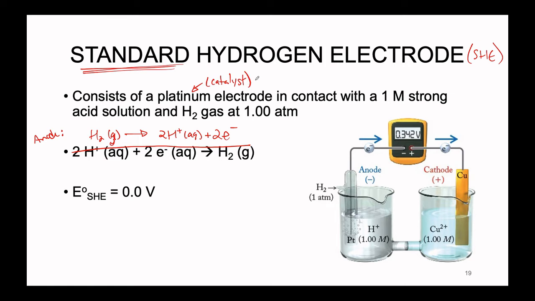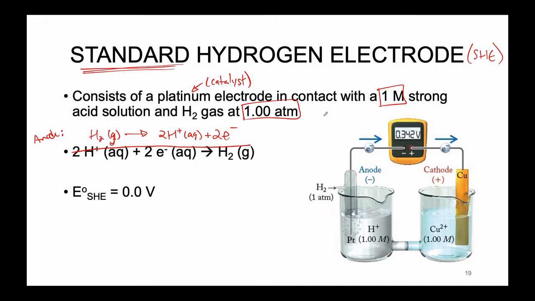So the platinum in the electrode is in contact with a 1 molar strong acid solution, so something like HCl or HBr, as well as it is in contact with H2 gas, and that H2 gas is at that standard 1 atmosphere. Similarly, the strong acid solution is in that standard 1 molar concentration.